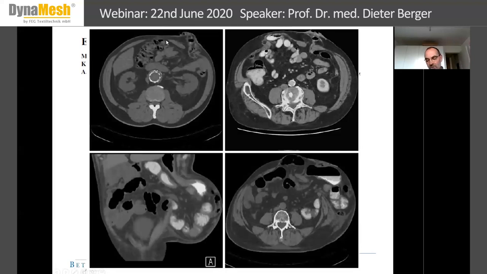this is not a really good differentiation, because if you have had an open procedure before, you will find, if you do laparoscopy, in a lot of patients with small parastomal hernias, also an incisional hernia.